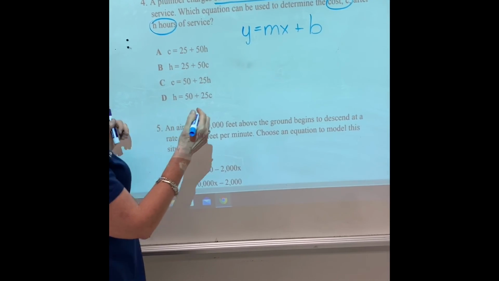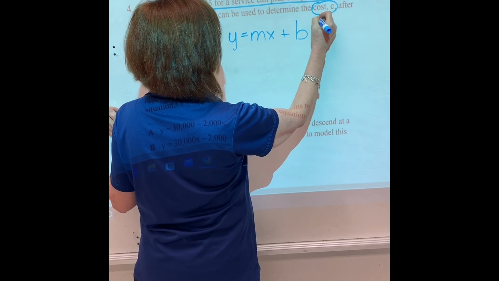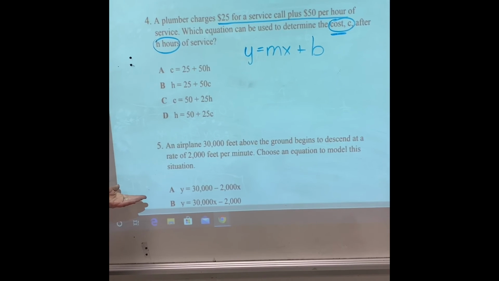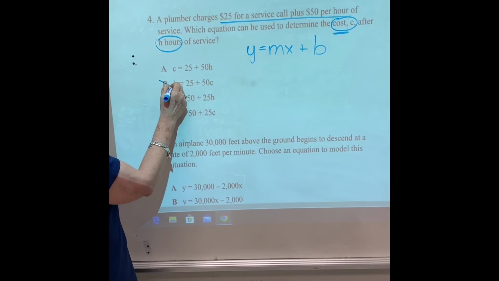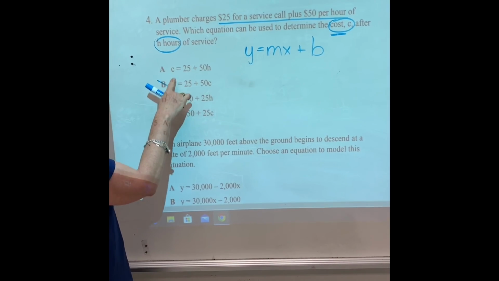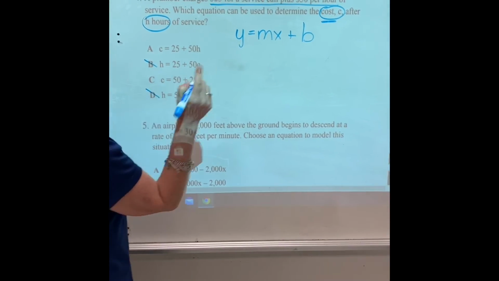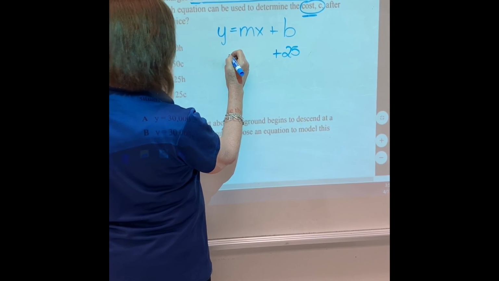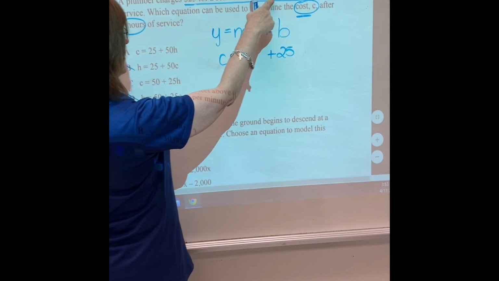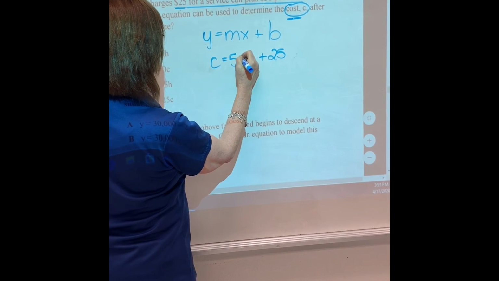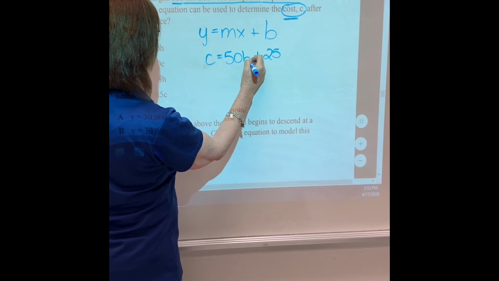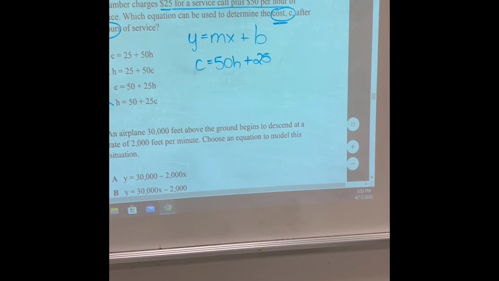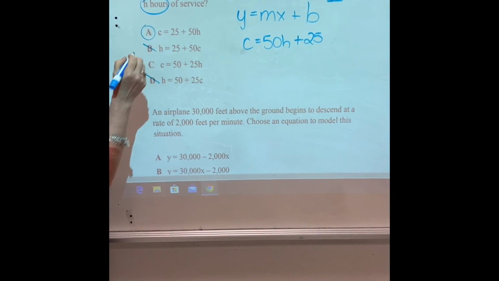We are trying to find the cost. Cost is going to be on this side of the equal sign. Already knowing that, we can cross out hours, because we're not solving for hours, we're solving for cost. The one-time fee is 25. And then the cost is going to be equal to 50, and then we have $50 every hour. So you can see your correct answer choice is going to be A.